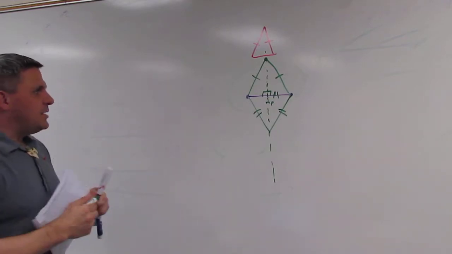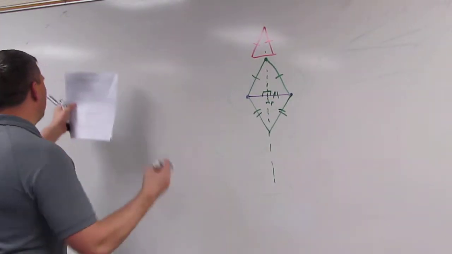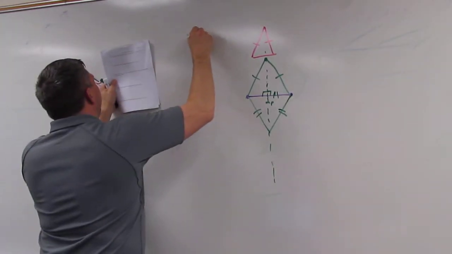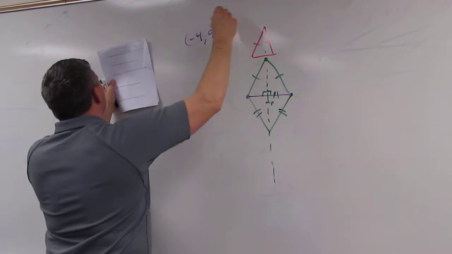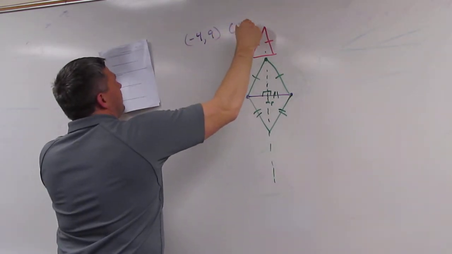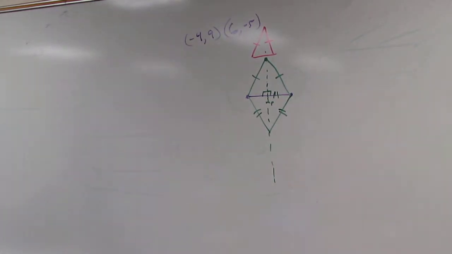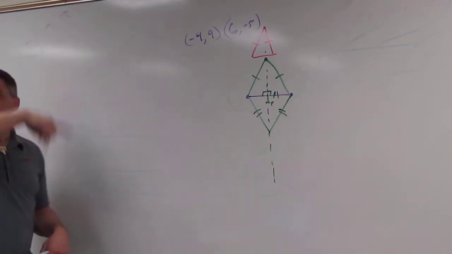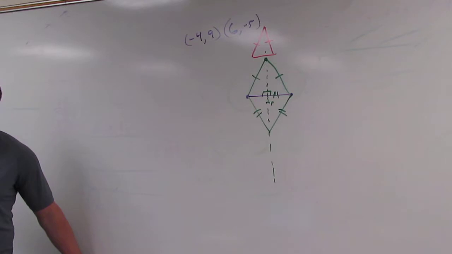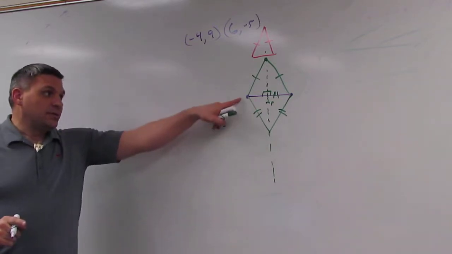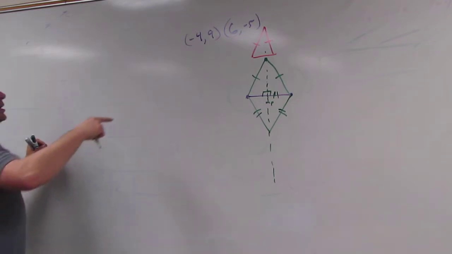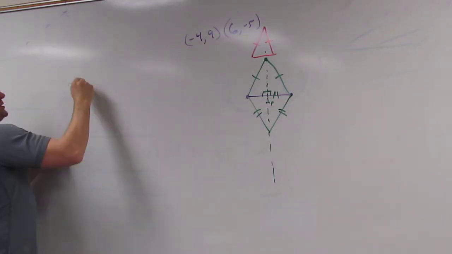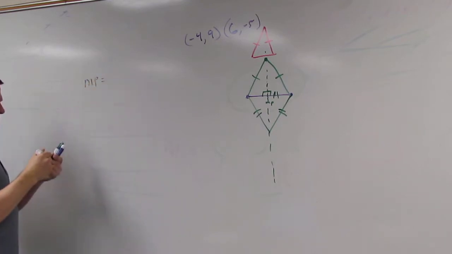Okay? All right, so how are we going to do this with this problem right here? -4, 9, and 6, -5. Okay? So we have 2 points. Well, first thing we have to do is figure out the midpoint, right? Because at that midpoint, we need a line that goes through it perpendicular to this line.